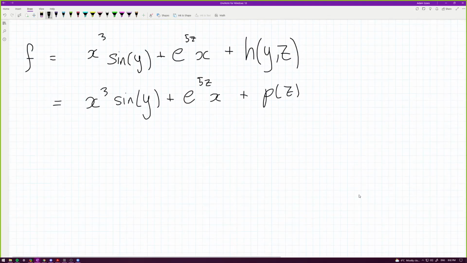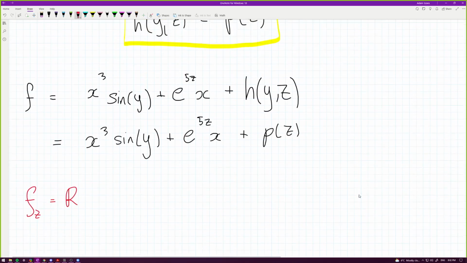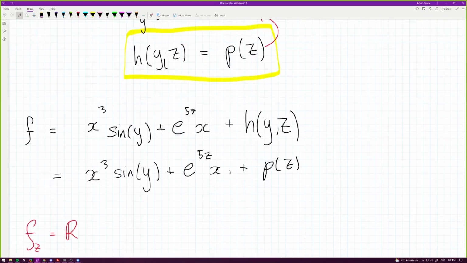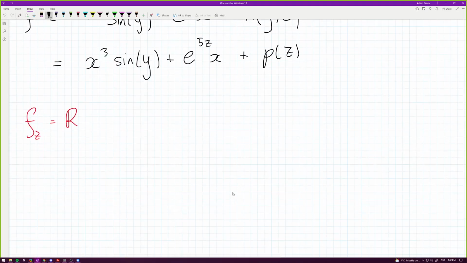And finally, I can say fz is equal to r. That's the final equation I can make. I'll do it in a different color. fz is equal to r, and that will let me solve for p of z. So it's like we have three unknowns, really, but slightly different. So fz is equal to 5x e to the 5z plus 1. So 5x e to the 5z plus 1.